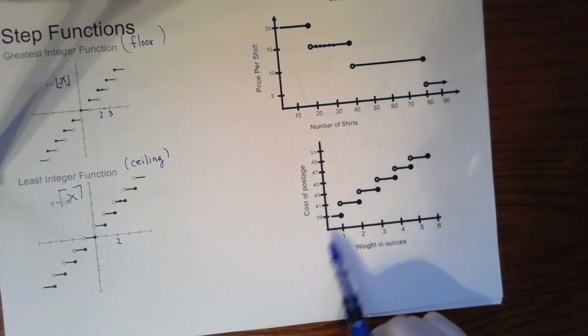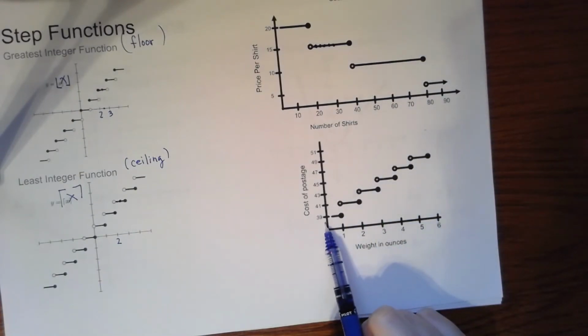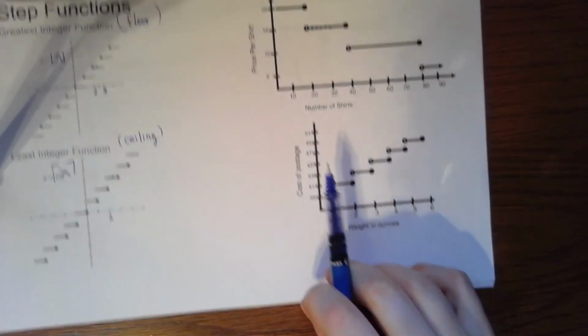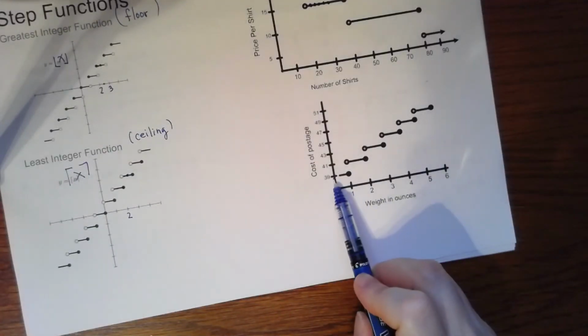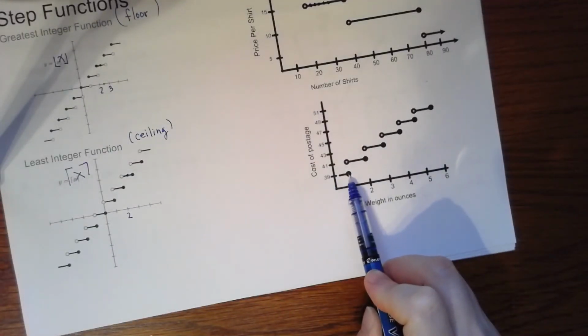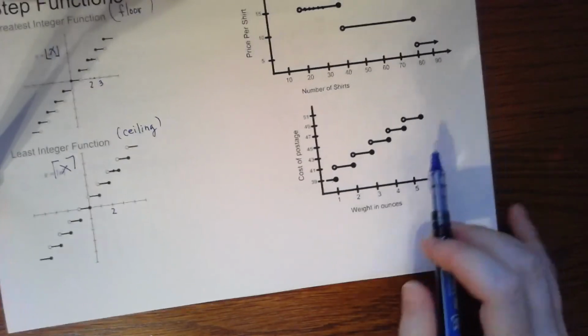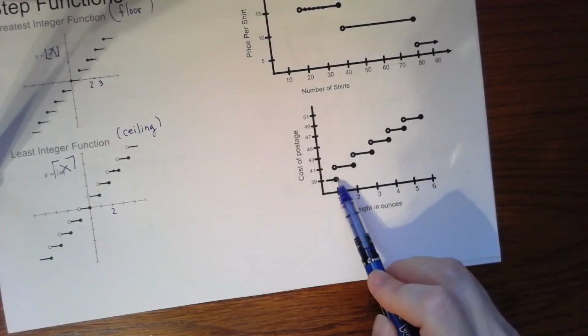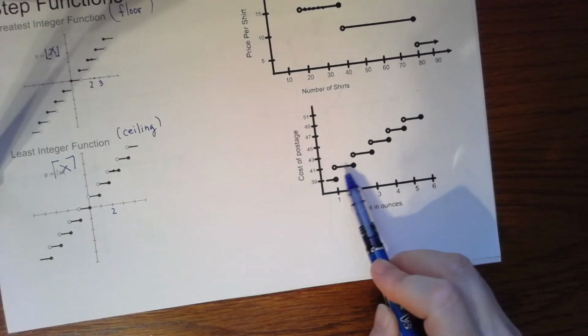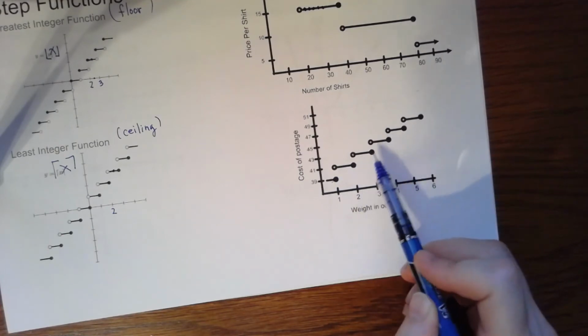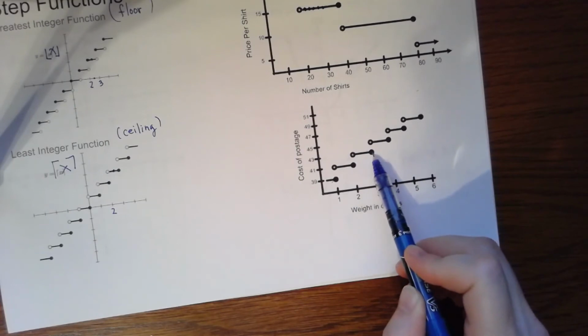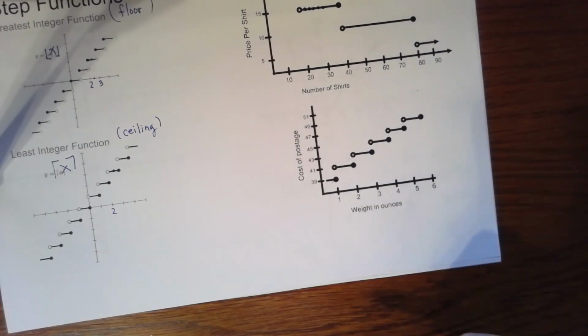And then here's the cost of postage. This one is not discrete. It makes more sense. If you have anything that weighs up to an ounce, it costs 39 cents to mail it. Anything over 1 ounce up to 2 ounces costs 41 cents. Anything over 2 ounces up to 3 ounces costs 43 cents, and so on and so forth. Those are all examples of step functions.